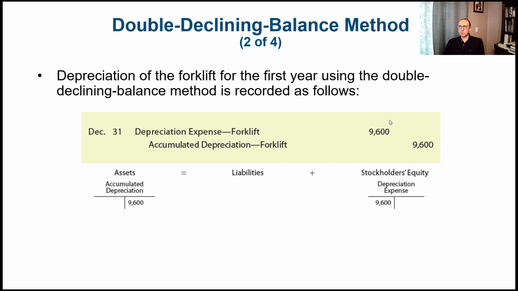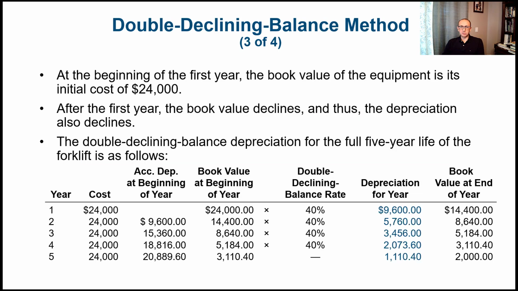The thing about the double declining balance method, it's one of those methods that are referred to as accelerated methods. Why do they call it that? Because the amount of depreciation in the early years is usually much higher compared to the later years. So let's see how this is done. At the beginning of the first year, the book value of the equipment is its initial cost of $24,000. After the first year, the book value declined and therefore the depreciation also declines. The double declining balance depreciation for the full 5 years would look as follows.